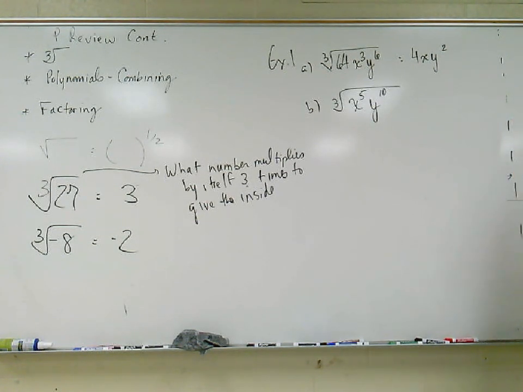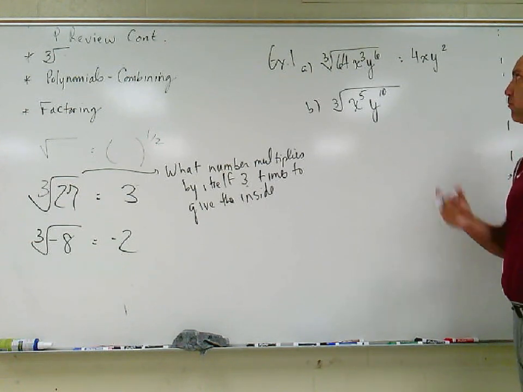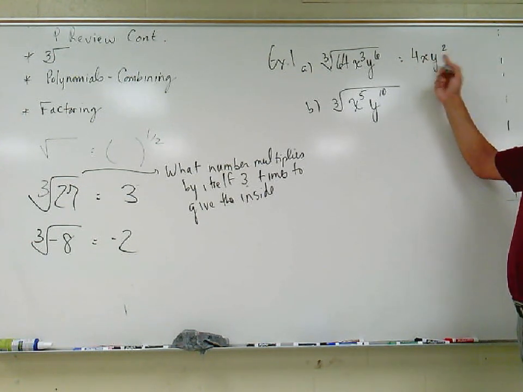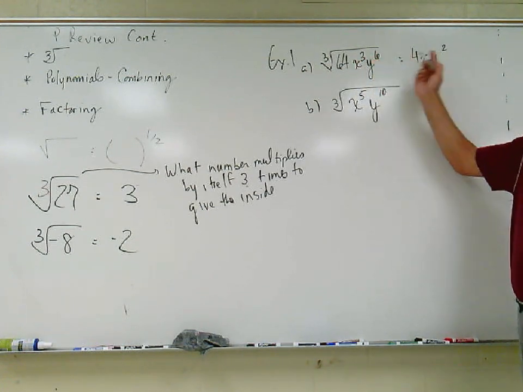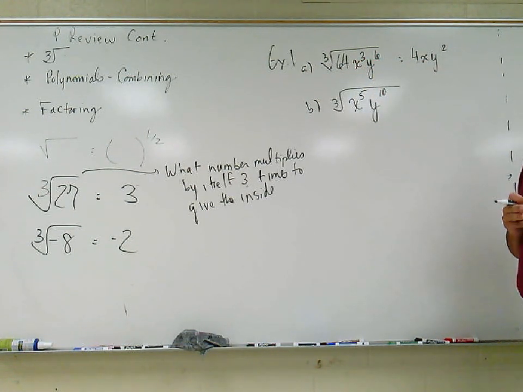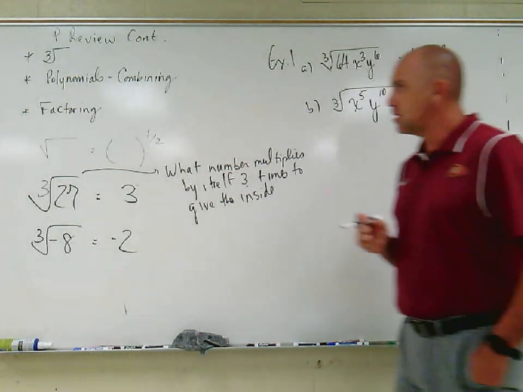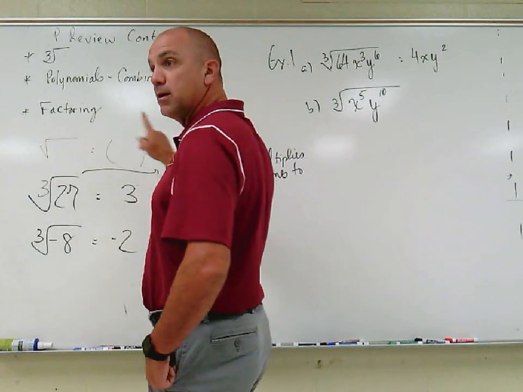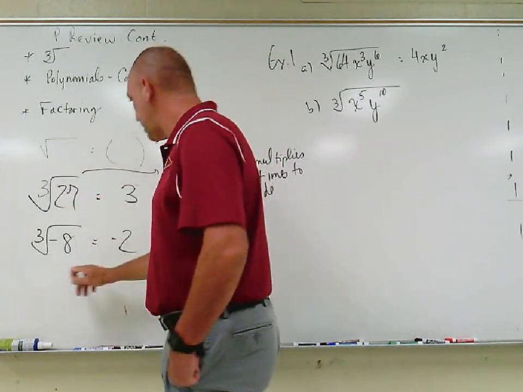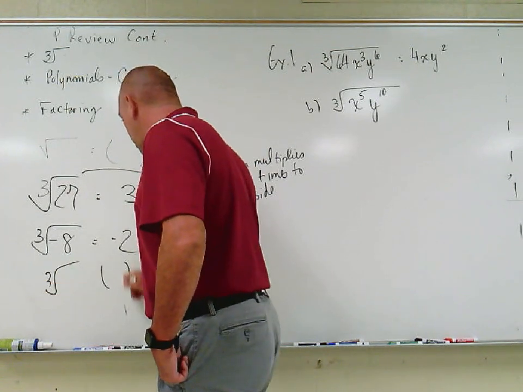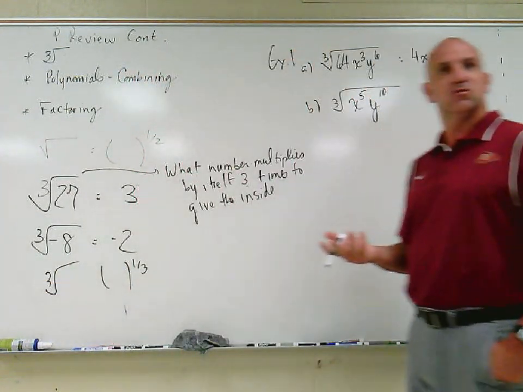How did you come up with it? I think the 4 is obvious, right? 4 times 4 times 4 is 64. How did you know to do x and y squared? Well, x cubed, so x. What about the y squared? Okay, so that's right. If you think about it, square root is like raising to the 1/2 power. Cube root is the same as raising to the 1/3 power. You can also use that if you want.